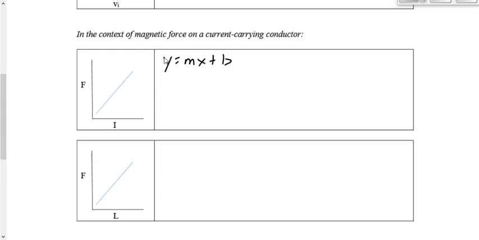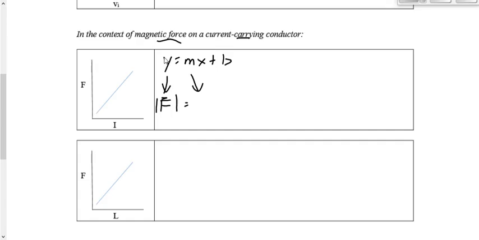Then you're going to relate, as Shibo said, this specific graph to this general equation. The y-axis is what, Shibo? Force. Magnetic force in this case, right? Magnetic force on a current carrying wire. What does m stand for? What is m always in y equals mx plus b? Think back to grade 9 math.